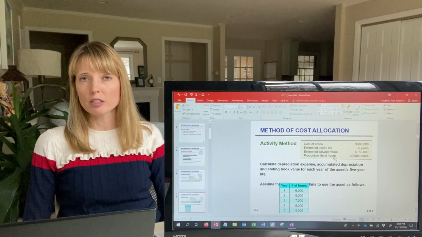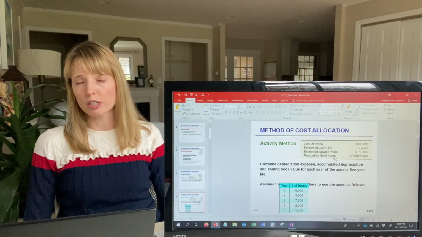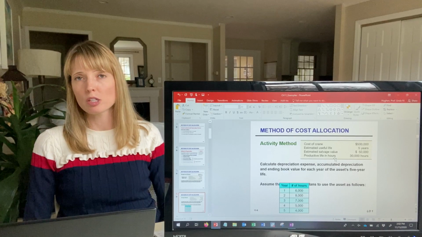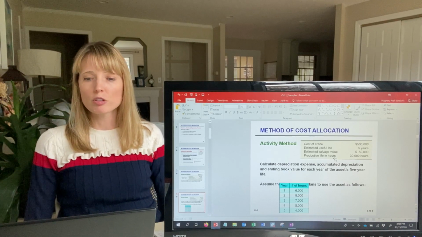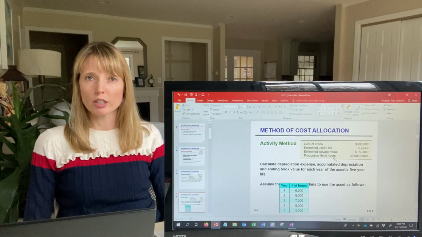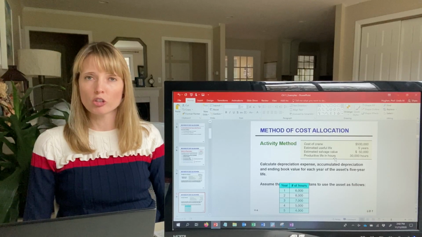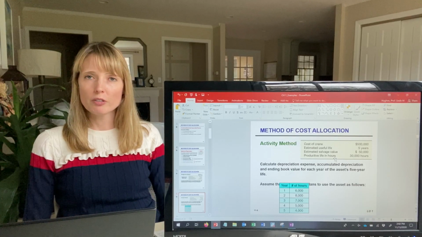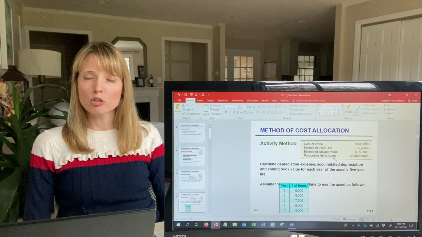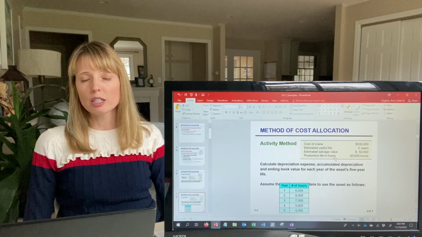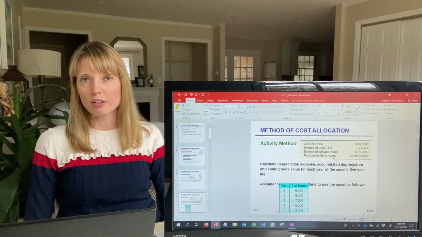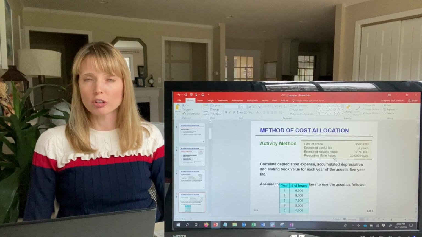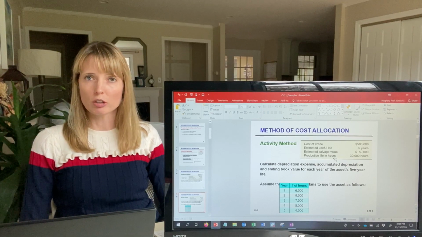So for a car, you might say, I expect a car to be used, let's say 12 years or perhaps 200,000 miles. And so the 12 years would be straight line method, where we're coming up with a depreciation expense per year. And the activity method would be, I expect to use this car for about 200,000 miles. That would give us a rate. Every mile that I drive, this is how much depreciation expense I expect to incur.